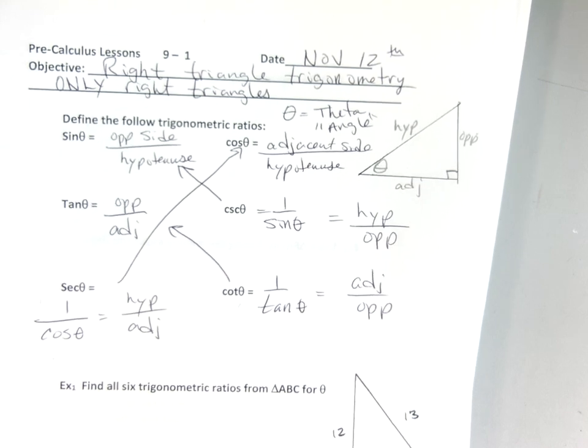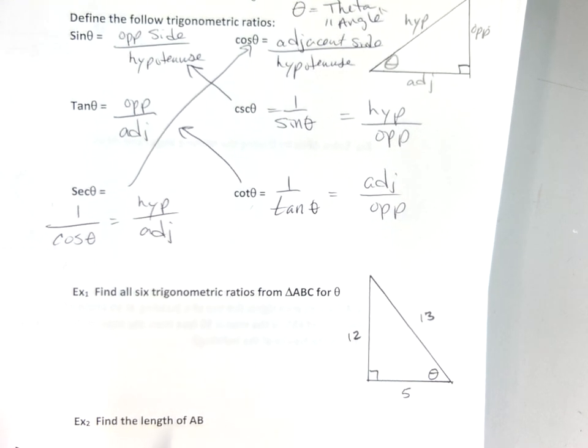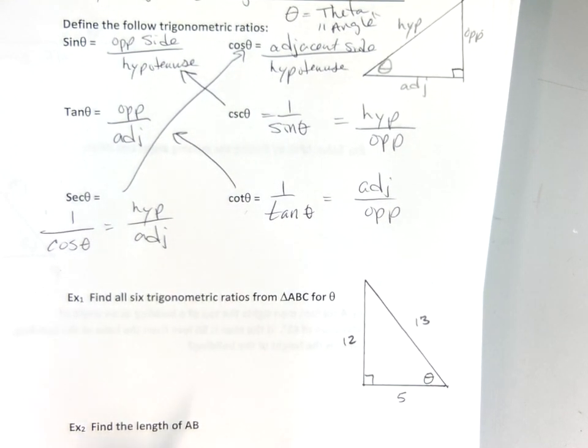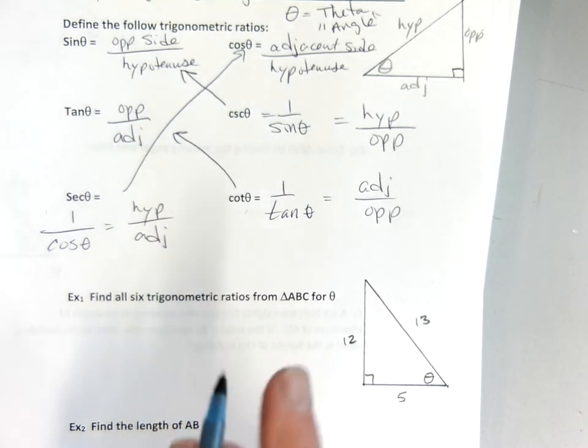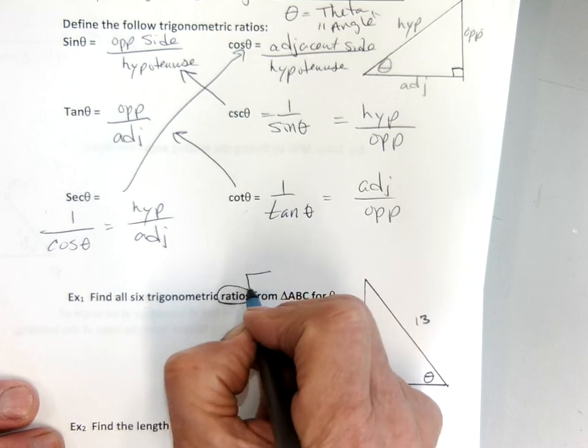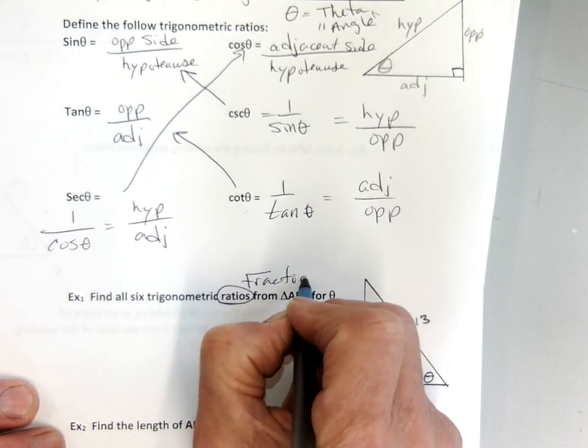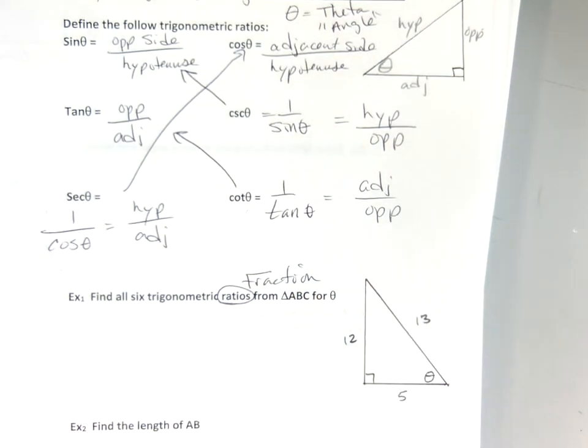So let's look at example 1. Am I going too fast or am I doing okay? Okay, now, find all 6 trigonometry ratios. The ratios just mean we want the fractions only. That's what we want, the fraction. Don't solve it, we just want the fraction. Ratio is a word meaning fraction, okay?